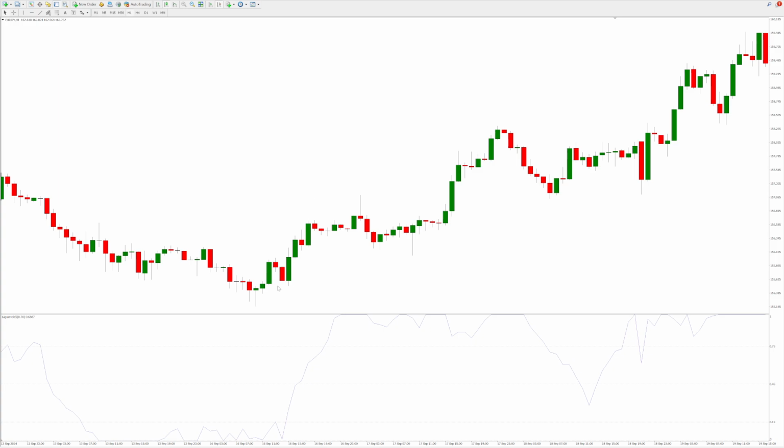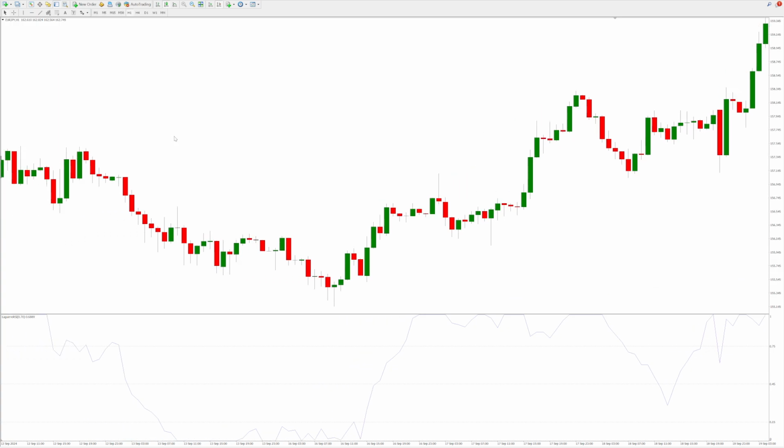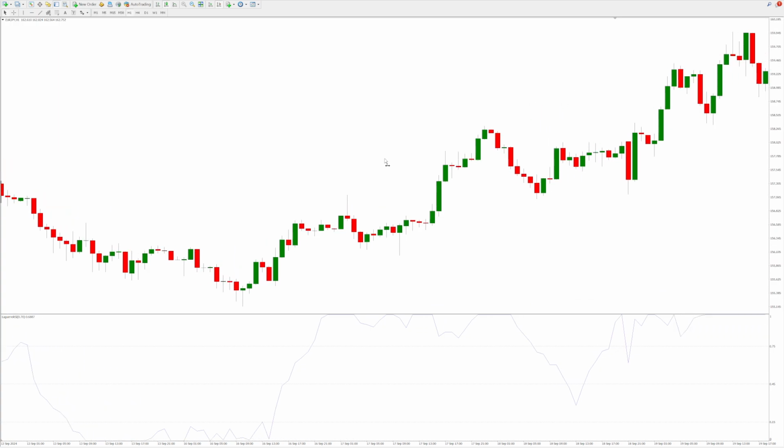The Laguerre RSI indicator doesn't actually come with my trading platform, but I did manage to download a copy from a free online source. That being said, you can probably find one for your platform of choice. Otherwise, you can apply the same principles to the standard RSI indicator.